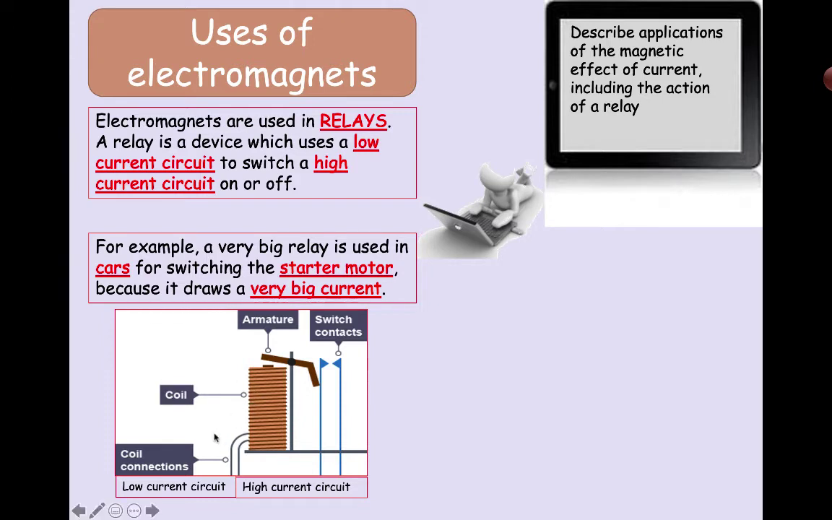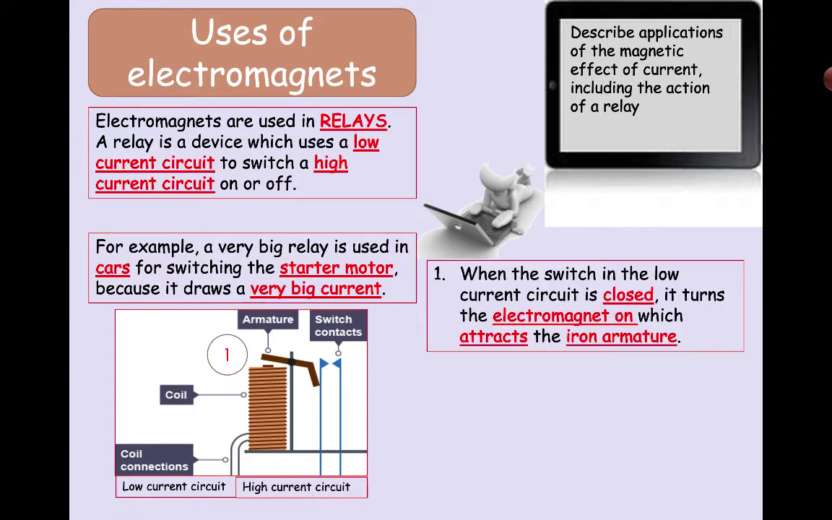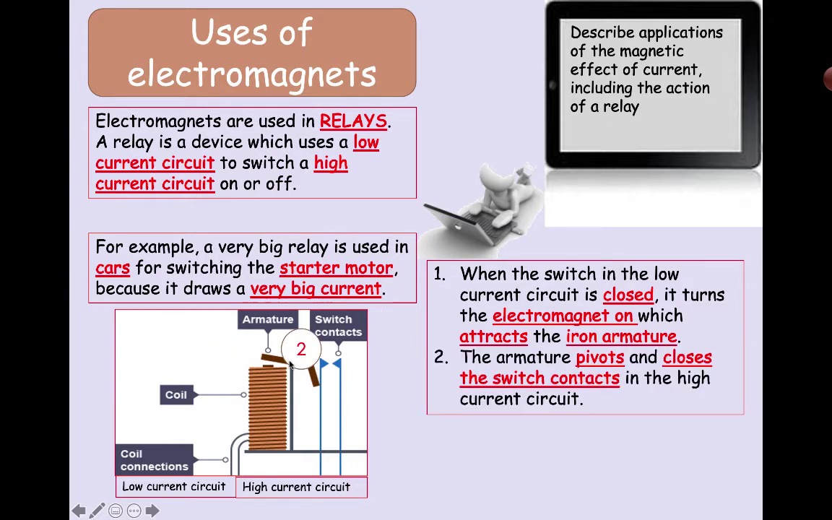So here's the circuit. We've got here a low current circuit. Here's our coil. Here's an armature. And this is the switch contact that will kick into place the high current circuit. Let's see what happens. So first of all, number one, when the switch in the low current circuit is closed, that's here, it turns on this electromagnet. The electromagnet then attracts this armature. This armature pivots around this point here. The armature pivots and closes the switch contacts here in the high current circuit.